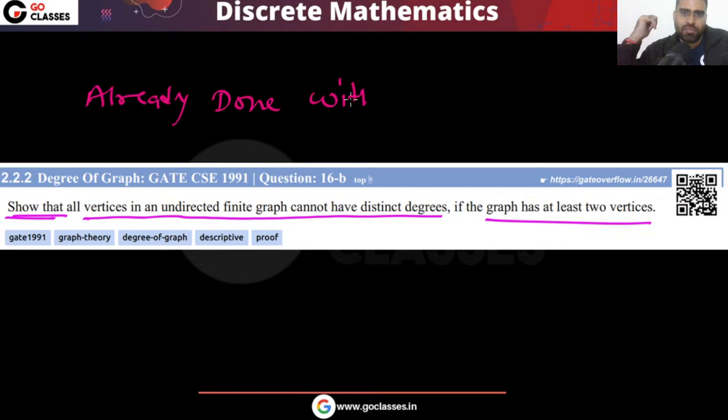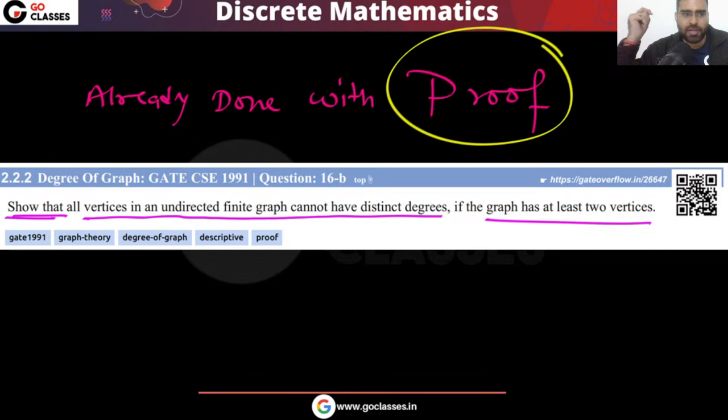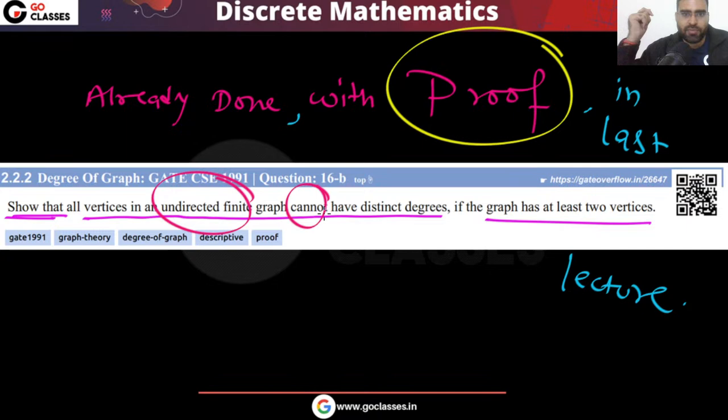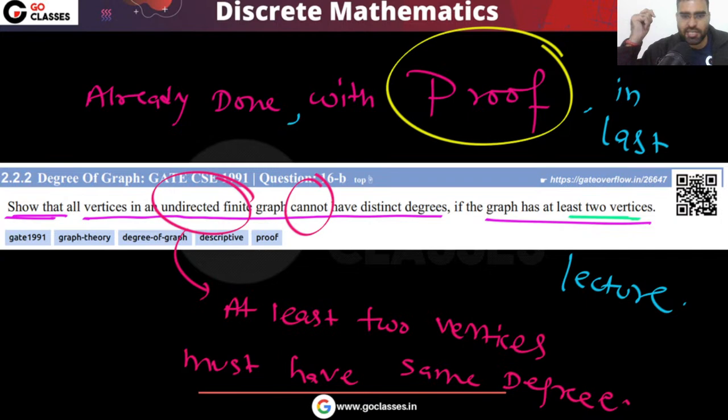Do you remember this proof? Anyone remembers this proof? The beautiful proof. Case 1, connected graph. Case 2, disconnected graph. Pigeonhole principle. Already done in the last lecture. So in an undirected graph, all the vertices cannot have distinct degrees. At least two vertices must have the same degree, as long as the number of vertices is greater than or equal to two, more than one. Okay.